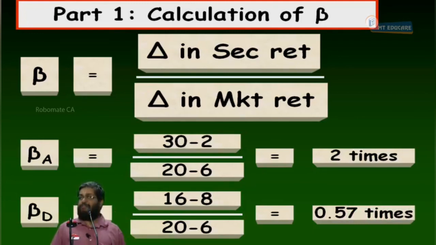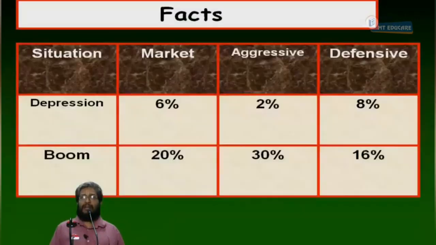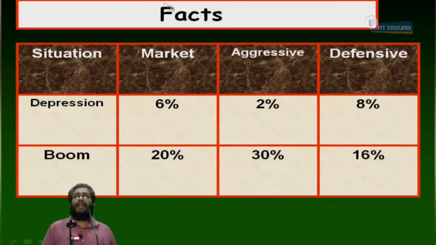Now, second question, part 2. Read the question. What is the expected return on each share if the market return is equally likely to be 6% or 20%? Depression may happen, boom may also happen. What is the probability for both? 50-50, equal chance. Can I proceed? Now, from the aggressive share, will I expect 2% or 30%? I expect the average. Simple average or weighted average?